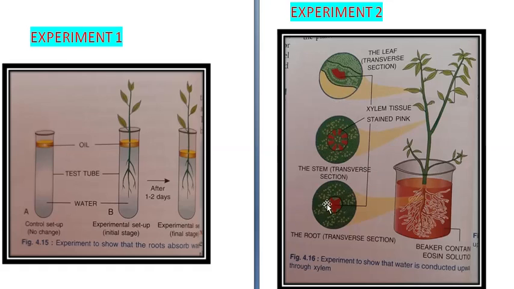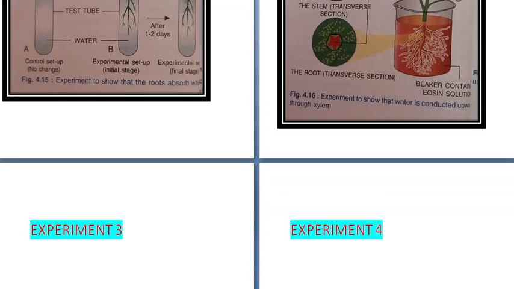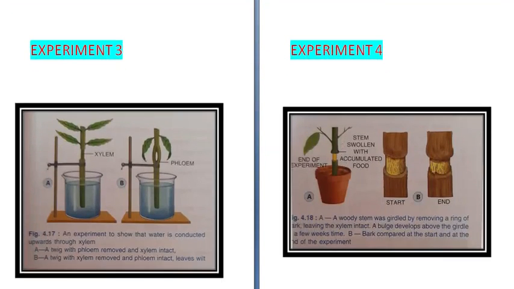You will see over here the transverse section. In each of these transverse sections, the xylem tissue is seen as red color. That is because this red color solution was taken up by xylem. So this proves that xylem conducts water. Now next, another experiment, to show conduction of water by xylem.